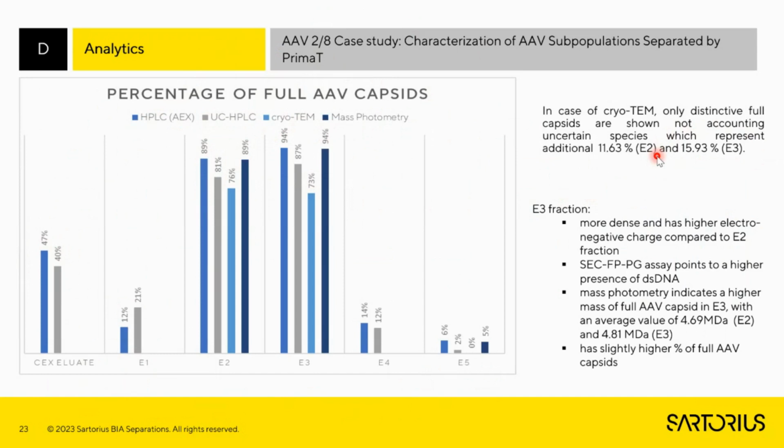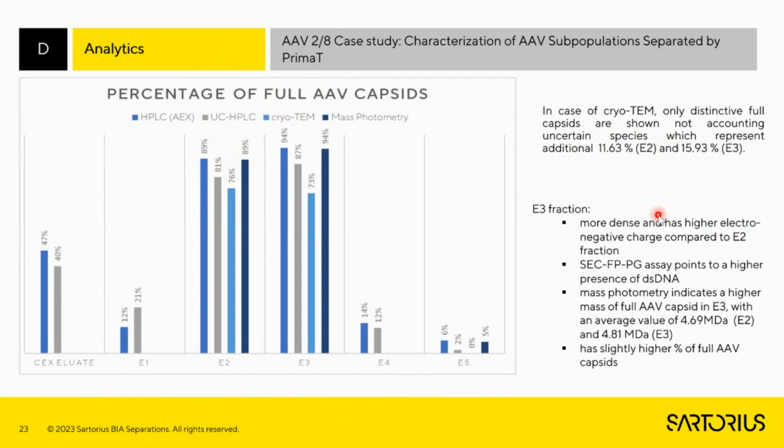So one is empty capsid, one is full capsid, and then it has also uncertain species. And those uncertain species, in our case, were approximately 12 to 16% for the E3. So I did not account for them here, but if I were to add them, basically all of the analytics would be showing the same proportions.